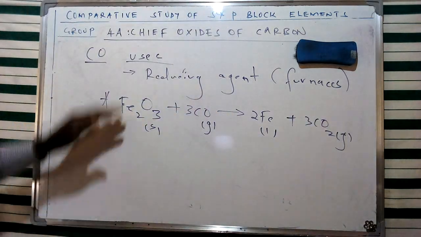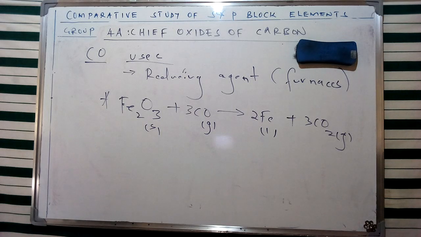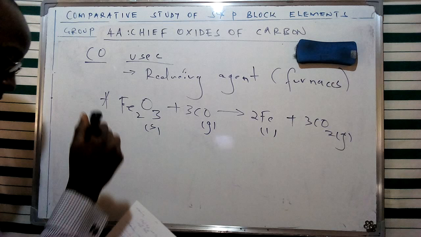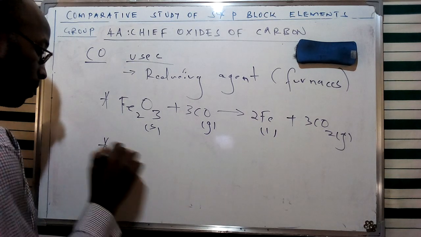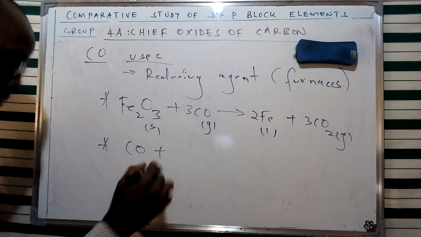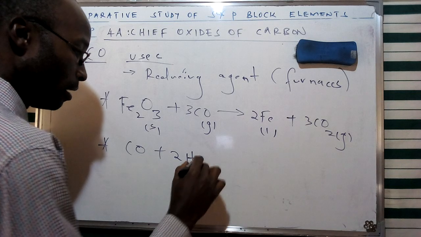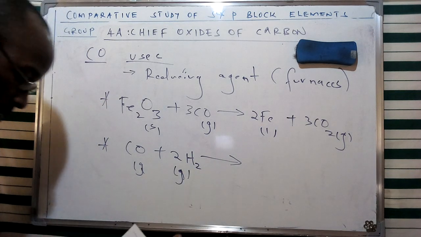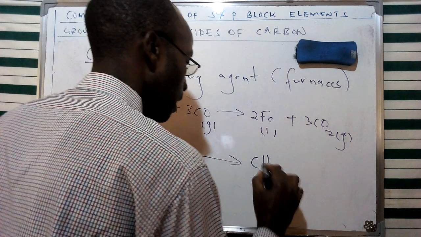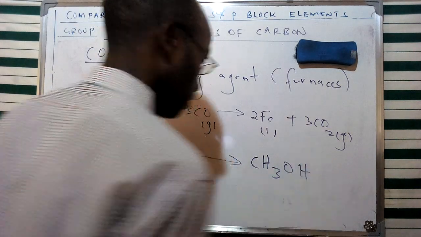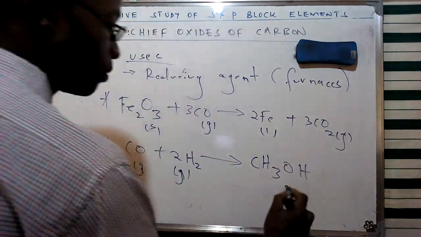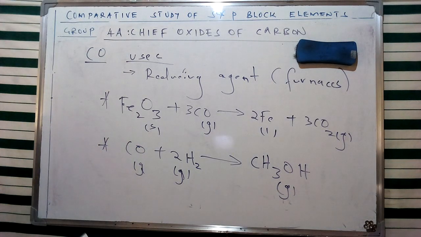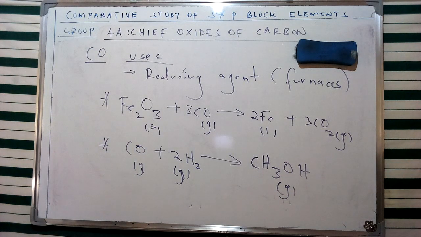So in this case, this is one of the applications as a reducing agent, and then we're going to use it in the synthesis of other compounds, especially alcohol. So if we have carbon monoxide reacting with hydrogen, these being gaseous states, then we shall have the formation of methanol, given as such, and this is going to be one of the applications of carbon monoxide.